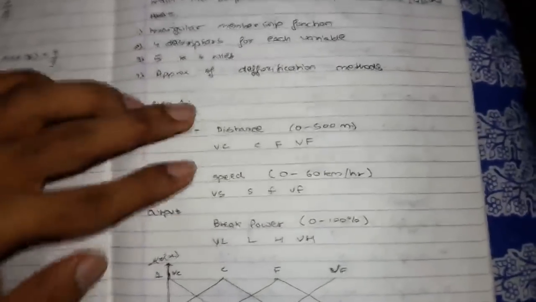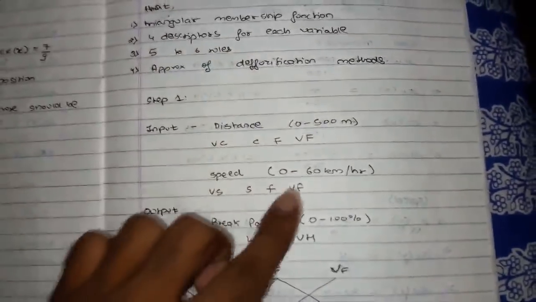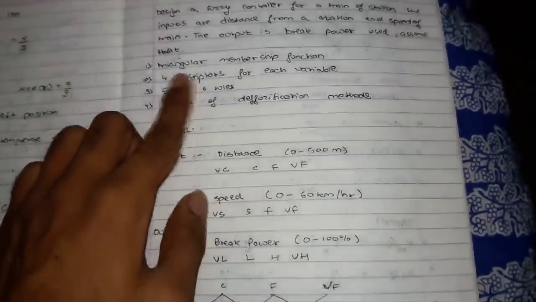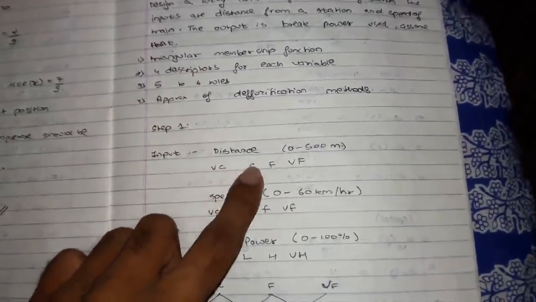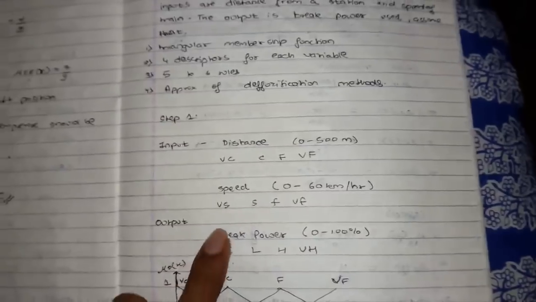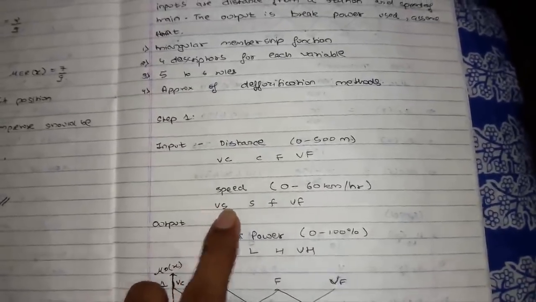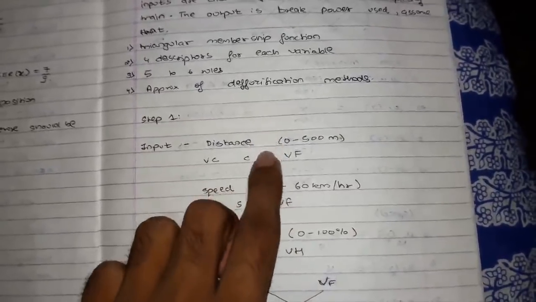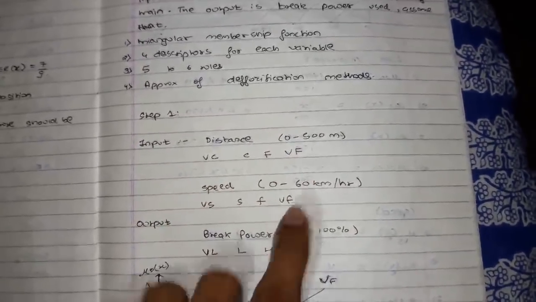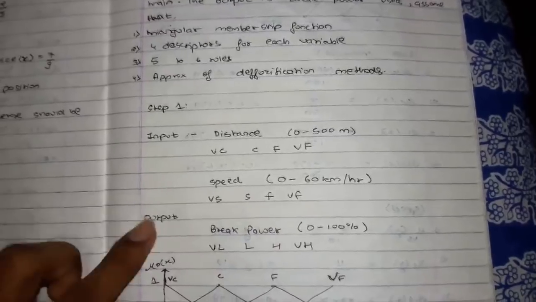This is the speed and this is the distance. Now the range is up to you. They have told us to have 4 descriptors, hence we are having very close, close, far, very far. Similarly, very small, small, fast, very fast. Please don't get confused with that.